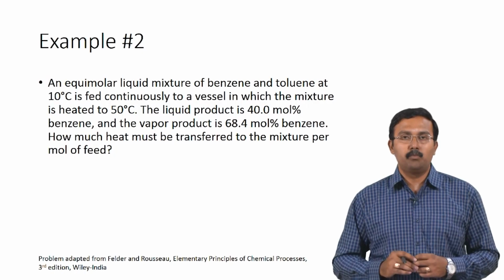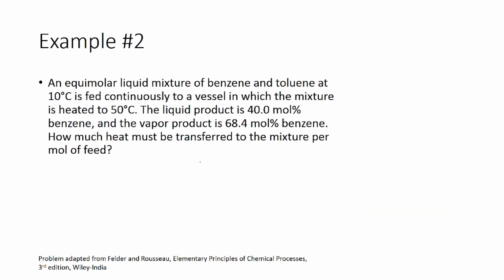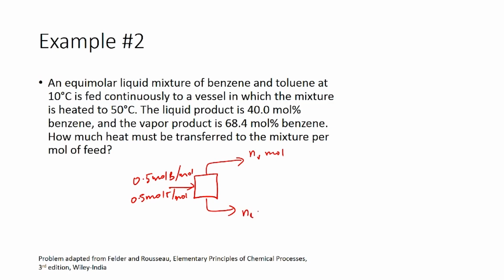Now let us first convert this word problem into a flow sheet. We have a system where an equimolar mixture of benzene and toluene is entering. This means you have 0.5 moles of benzene per mole and 0.5 moles of toluene per mole entering. From here you have two streams leaving, one is a vapor phase stream and the other is a liquid phase stream. Let us call the number of moles in the vapor phase stream NV moles and the moles in the liquid stream NL moles.